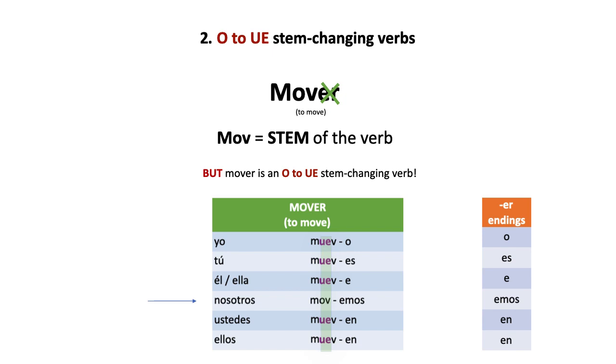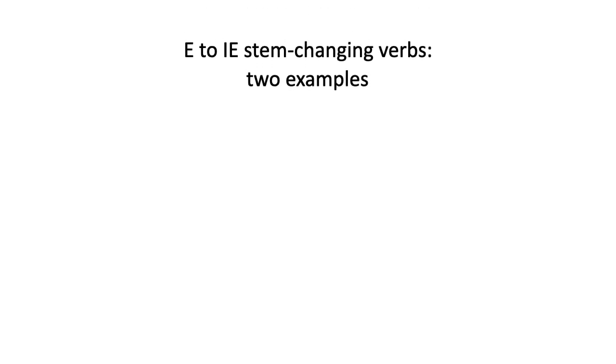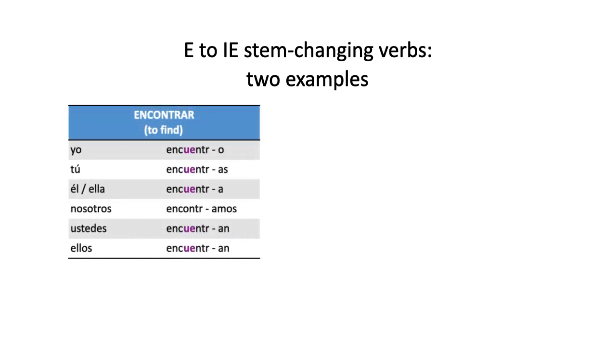So these are the O to UE stem changing verbs, right? Sorry, there's a mistake here. It's O to UE stem changing verbs, right? Let's do encontrar, right?